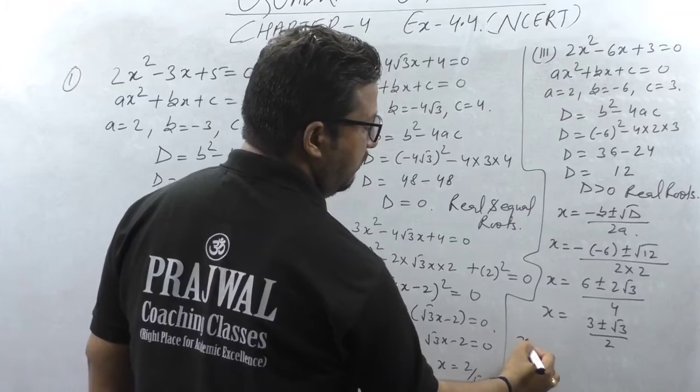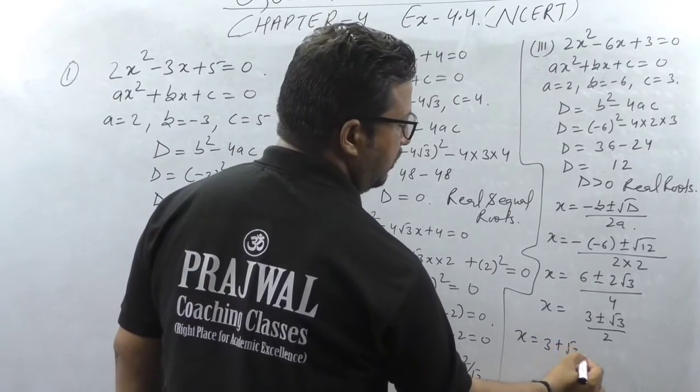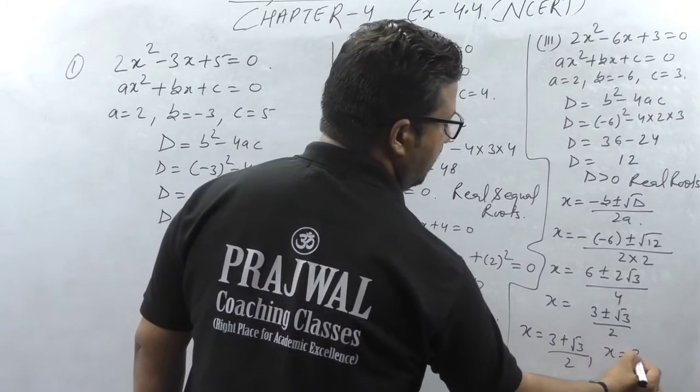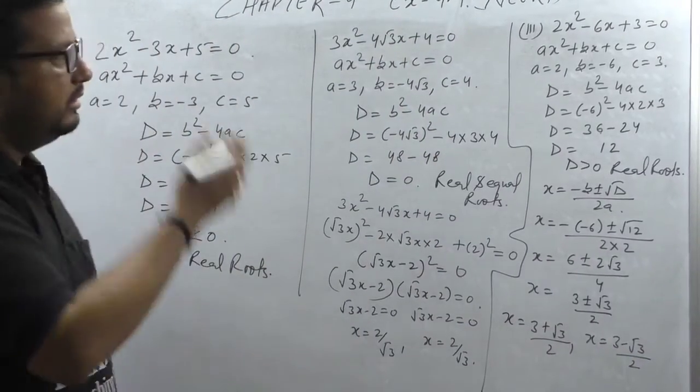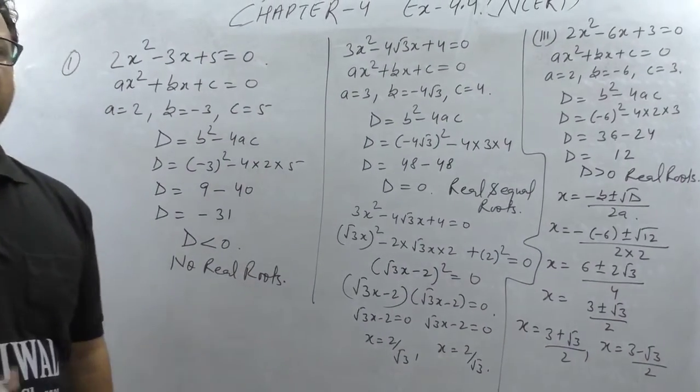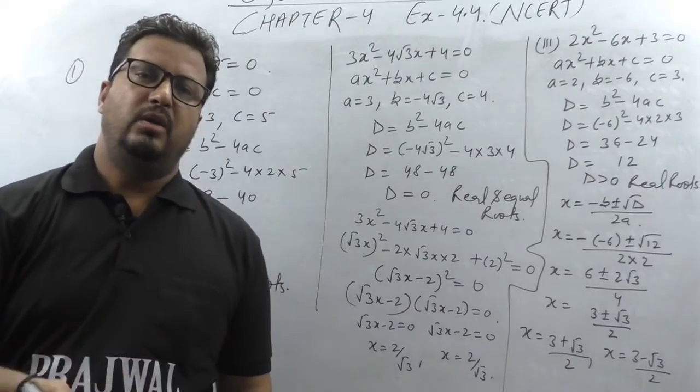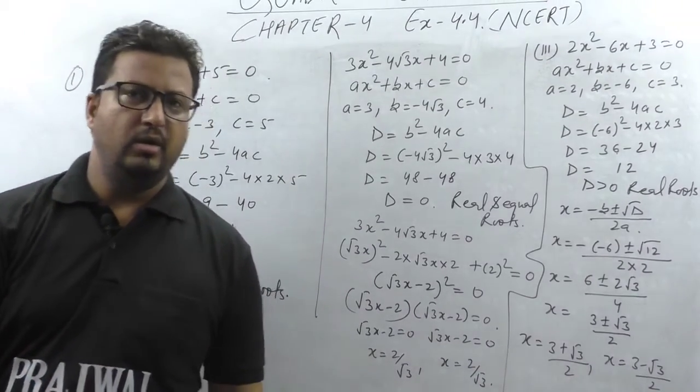So your one root will be (3 + √3)/2, and the other will be (3 - √3)/2. So these are the roots. This is a way to check whether the roots are real or equal, and how to find them. Now quickly note it down, everyone.